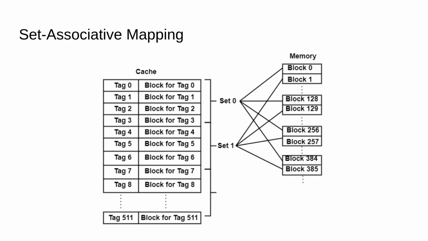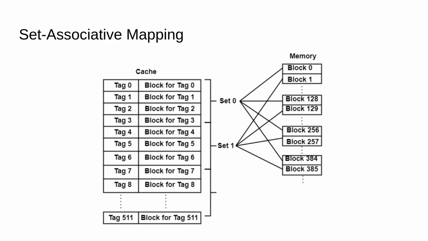The third one is set-associative mapping. It is the best of both worlds. It divides the cache into sets, and each set contains multiple lines. A memory block can be stored in any line within its assigned set. It's like having assigned parking zones, but within your zone, you can park in any available spot. This reduces collisions and limits the search area, providing a good balance of speed and efficiency.